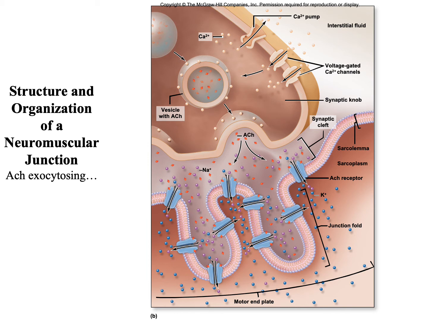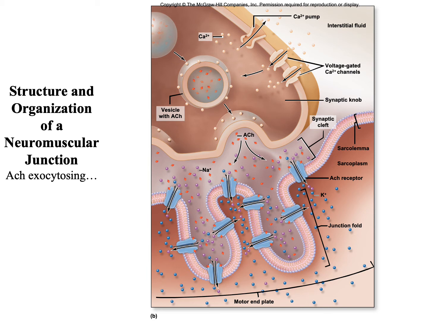And here, as it exocytoses, there goes that vacuole, exocytosing. Acetylcholine is now in the synaptic cleft. It's going to go and find these very specific ligand-gated channels. So what's going to open that channel is acetylcholine. Acetylcholine is the key to the gate.